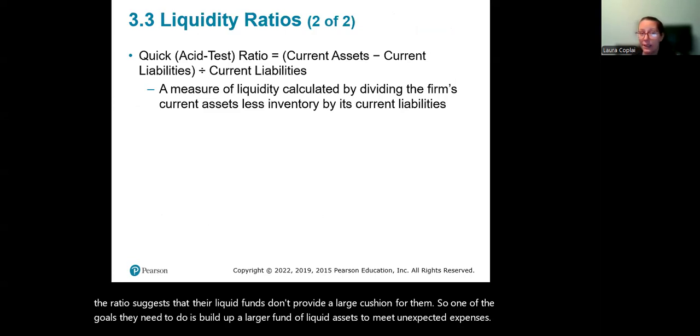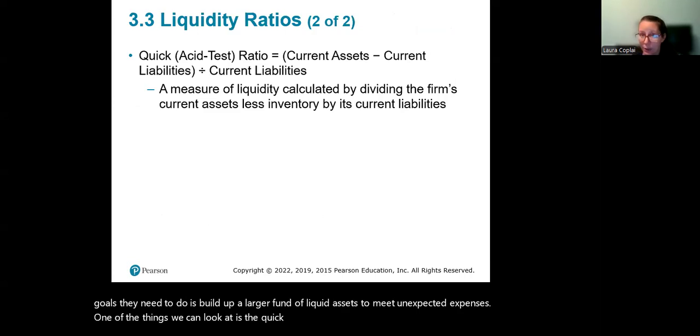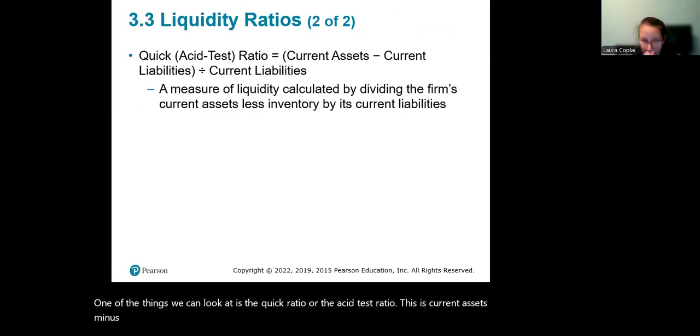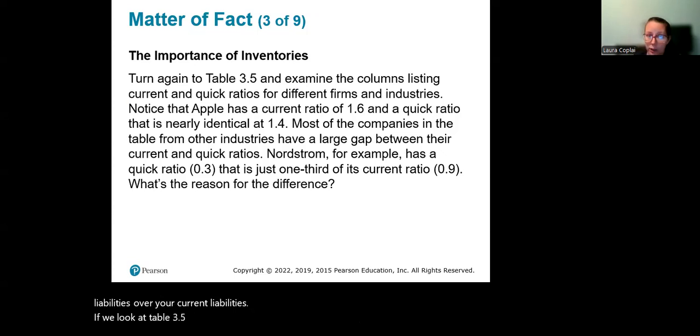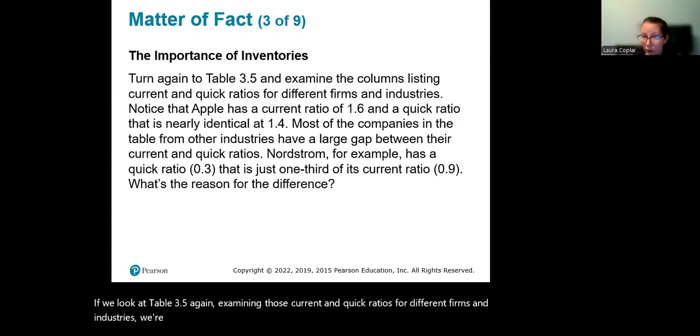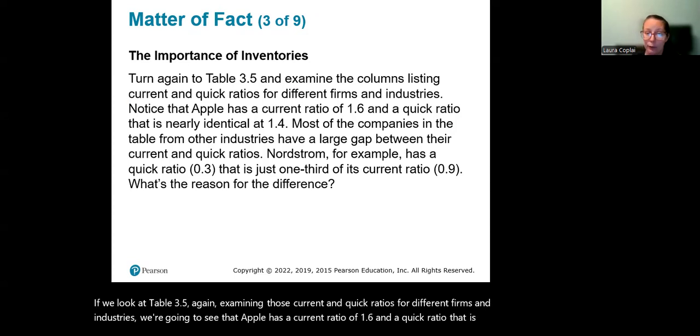One of the things we can look at is the quick ratio or the acid test ratio. This is current assets minus current liabilities over current liabilities. So it's dividing your current assets minus current liabilities over your current liabilities. If we look at table 3.5, again, examining those current and quick ratios for different firms and industries, we're going to see that Apple has a current ratio of 1.6 and a quick ratio that is nearly identical at 1.4.